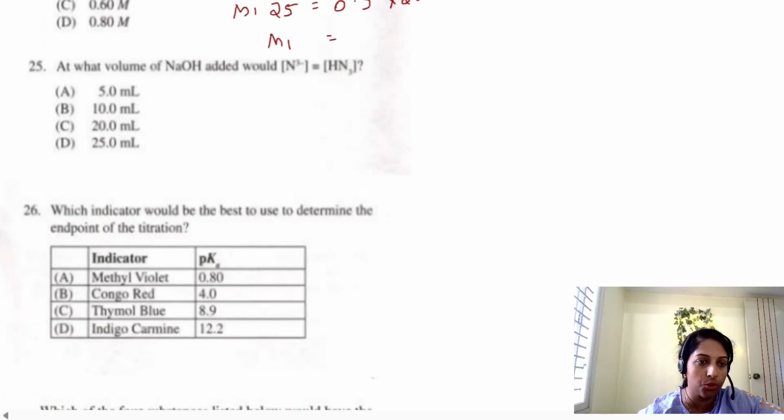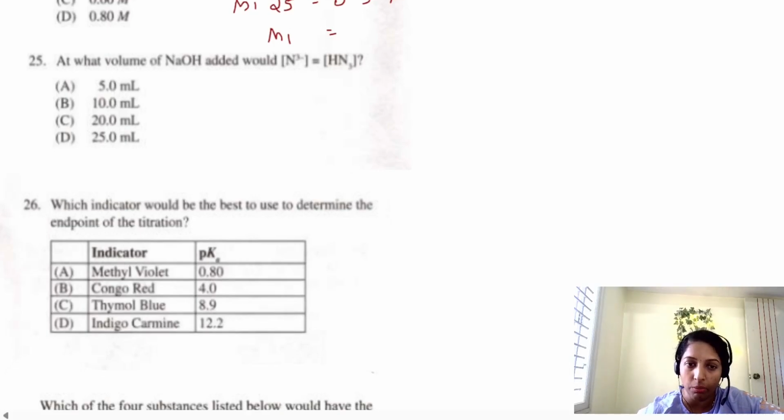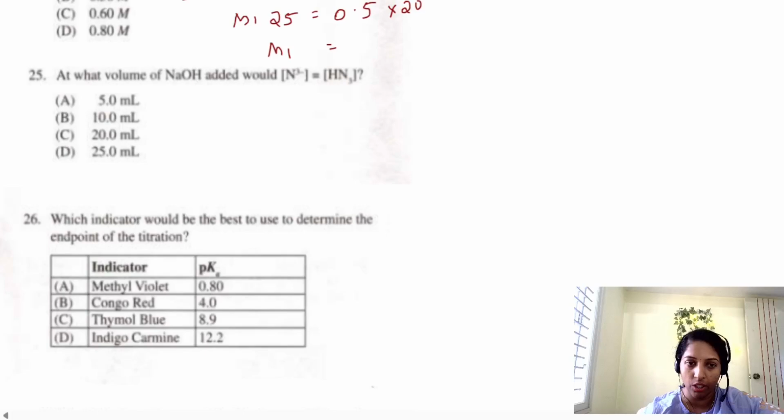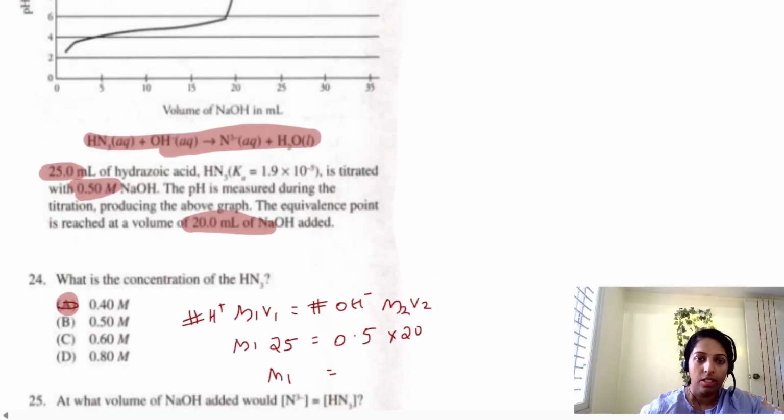It's a part of the same question. At what volume of NaOH added would N3- be equal to HN3? So what is this N3-? See the reaction, this is the reaction. So N3- is nothing but the salt, right? Salt. So the salt is N3-. So where you can find this salt concentration is equal to the HN3.